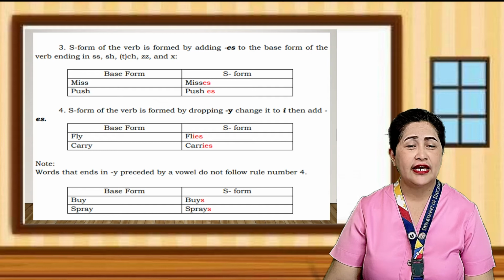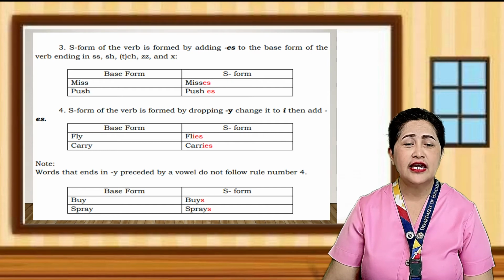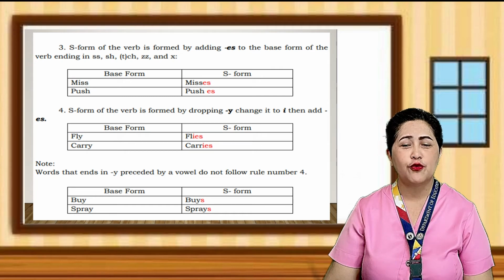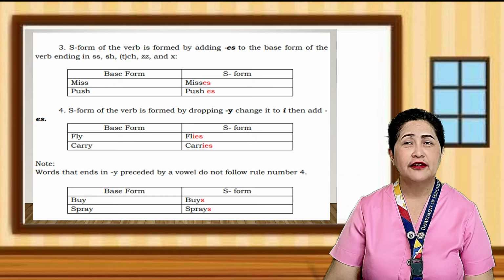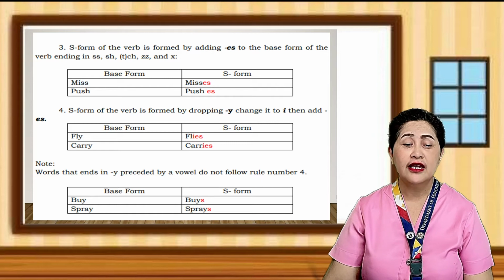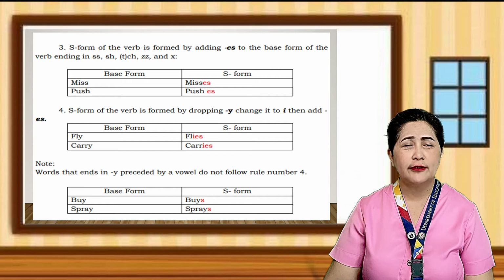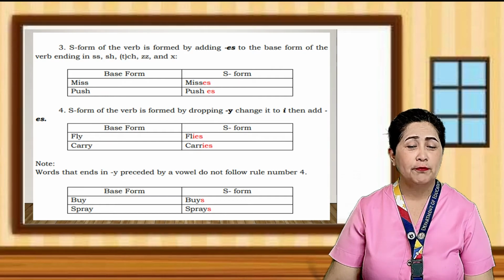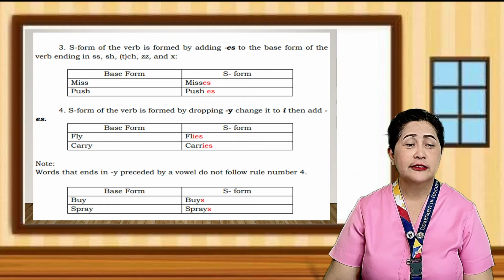S form of the verb is formed by adding ES to the base form of the verb ending in SS, SH, CH, ZZ, and X. So if we have miss, we have misses, and push, pushes. The S form of the verb is formed by changing Y to I, then adding ES. Like fly, it becomes flies, and carry, it becomes carries. Words that end in Y preceded by a vowel do not follow number 4. Example, buy, you have buys, spray, sprays.